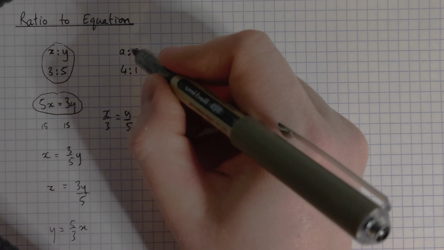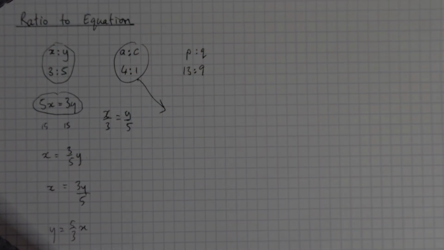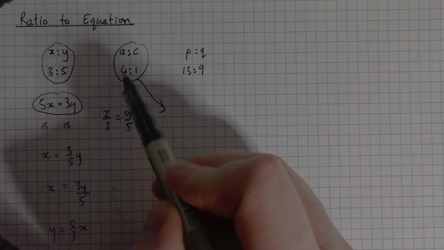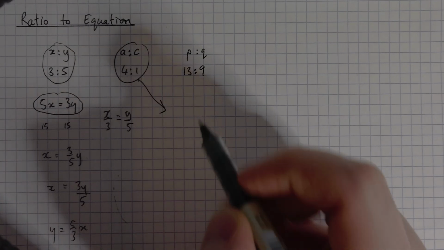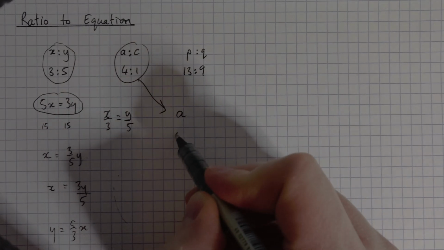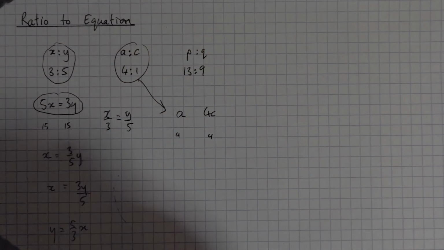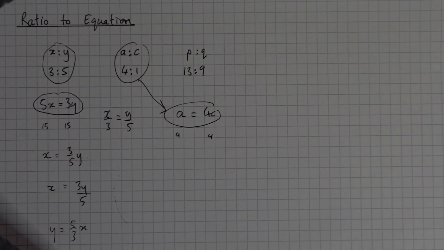In the same kind of way, if I want to turn this one into an equation sort of statement, I know that the left-hand side is 4 parts. I can make the right-hand side 4 parts as well. So the left is already 4 parts. If I times this by 4, 4c is 4 parts. Well, if they're both 4 parts, they're definitely equal. So a is equal to 4c. You could have also said 1/4 of a is 1c if you wanted to.